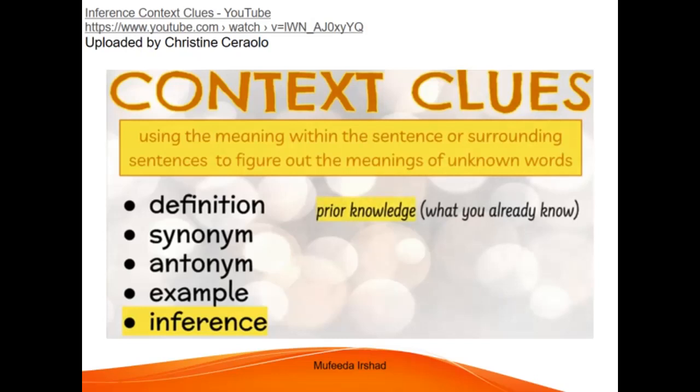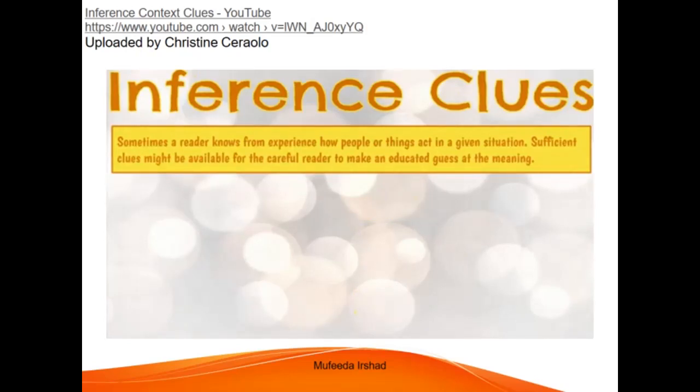Maybe it's something you've read or something you have seen in a movie or something you've experienced. Then you're going to add to that what evidence you have actually in the text. Putting those 2 things together, you're going to be able to make a guess about what that unknown word might mean. So making an inference or finding inference clues is when you combine the experience that you already have with the given situation to make an educated guess about what the word might mean.